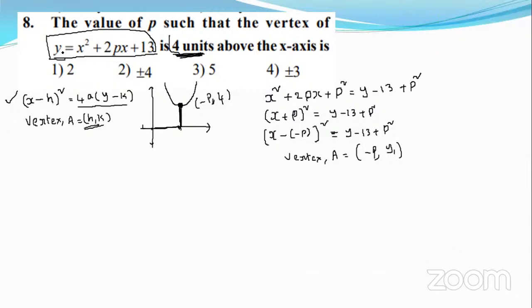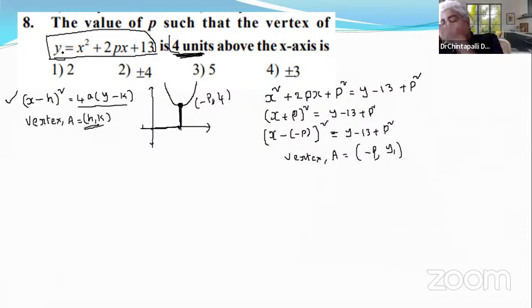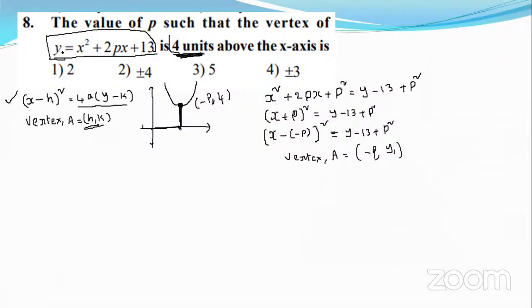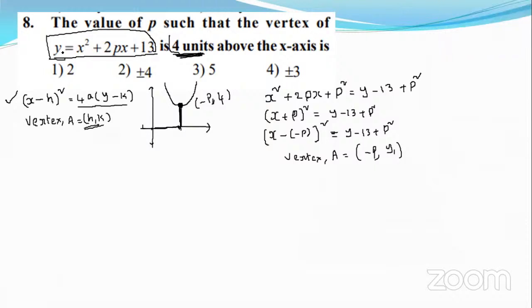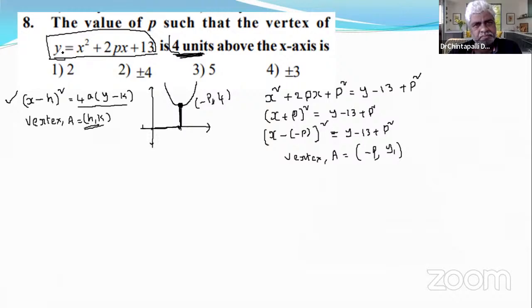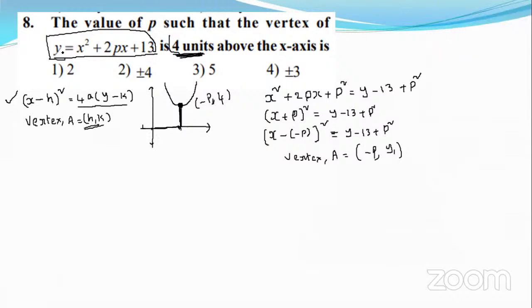So plug in negative p comma 4. It will be y equals negative p whole square, that means 4 equals negative p whole square, that is p square, plus 2 times p times negative p, negative 2p square, plus 13. Go ahead. 4 equals negative p square plus 13.